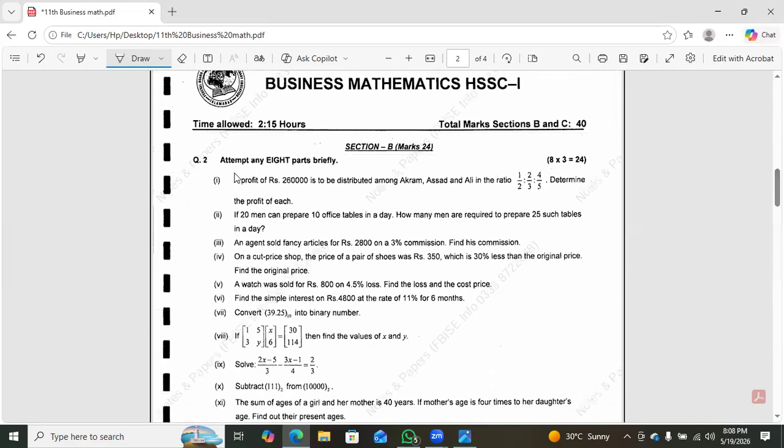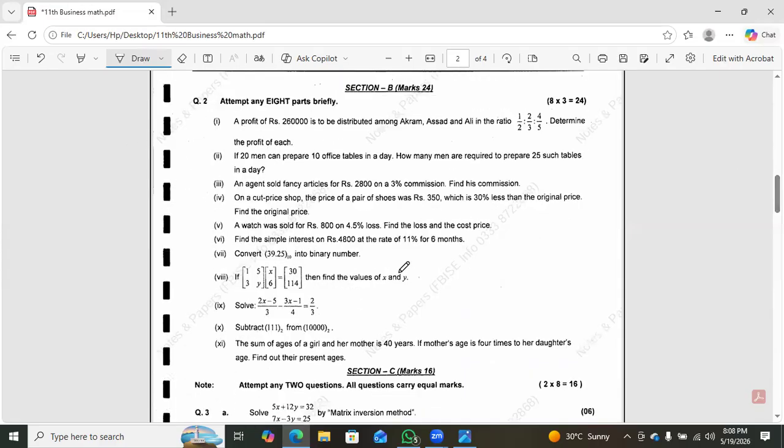In section B, you have to attempt 8 parts briefly. These are the most important topics. Make sure you go through these topics. A profit of rupees 260,000 is to be distributed among Akram, Asad, and Ali in the ratio of 1:2, 1 divided by 2 ratio 2 by 3 ratio 4 by 5. Determine the profit of each.